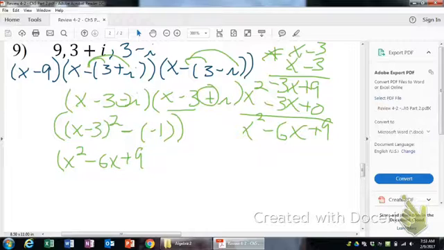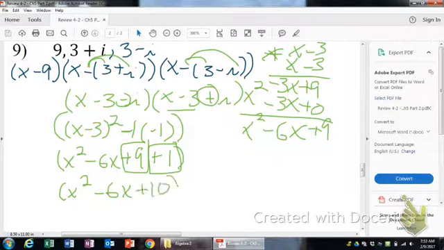And then in the back, I had negative 1 times negative 1, just like a little negative 1, so that gave me positive 1. I'm going to go ahead and combine my two like terms here, and now I have x squared minus 6x plus 10. And this entire time, the x minus 9 did not change.